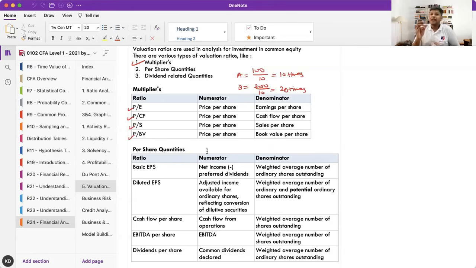Now, when I compare, instead of earnings, not all companies are profitable, so you may go for cash flow. When you want to go with revenue, you will go for revenue. When you want to see book value, you can compare with the book value. So you can compare with anything that you want.